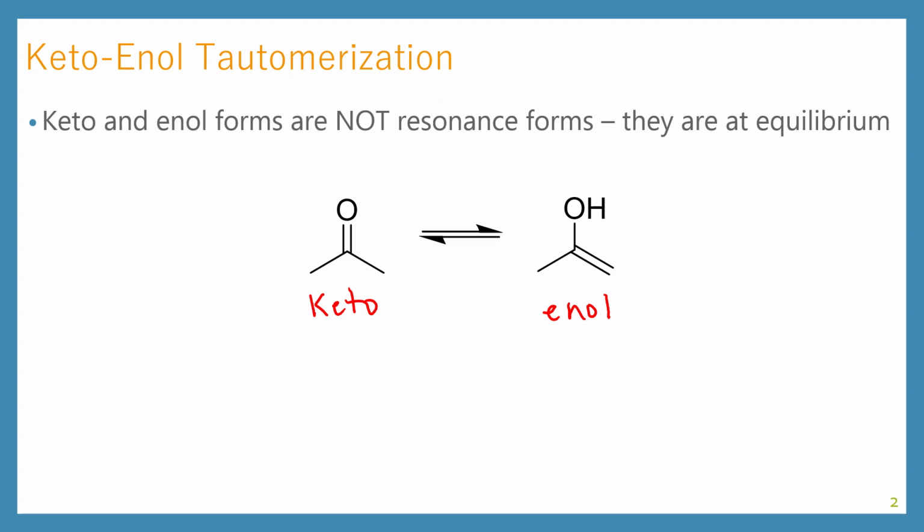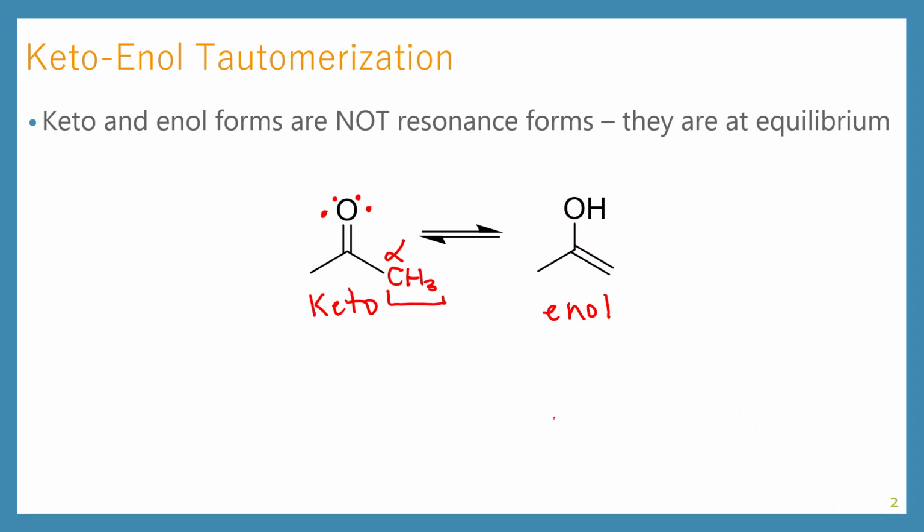Now, another way that we can tell that these are not resonance forms is that bonds have been made and broken in order to get between the keto form and the enol form. So notice in the keto form, we have our carbon-oxygen double bond, which makes our carbonyl. And this carbon here, which is the alpha carbon, we call it alpha because it is directly attached to the carbonyl, is a CH3 group in this molecule.